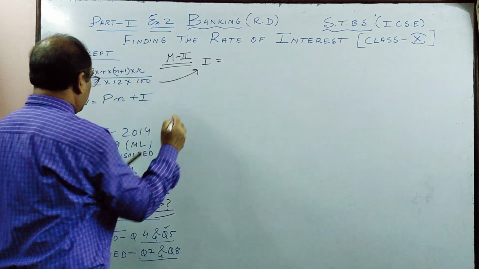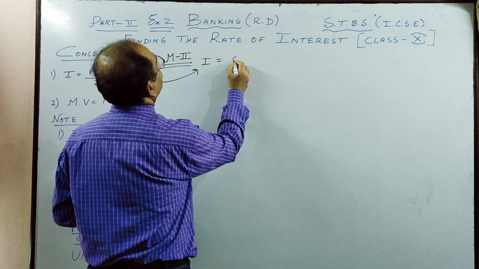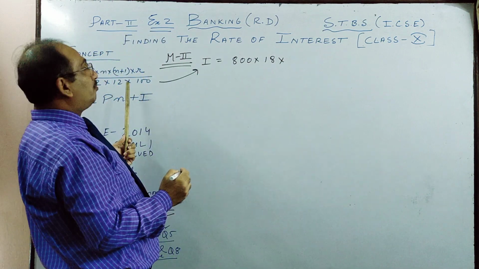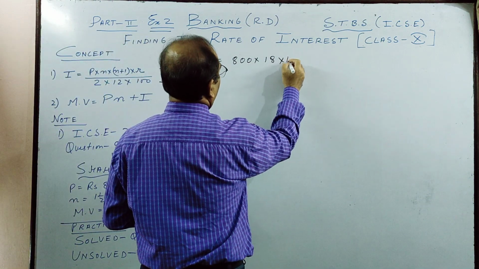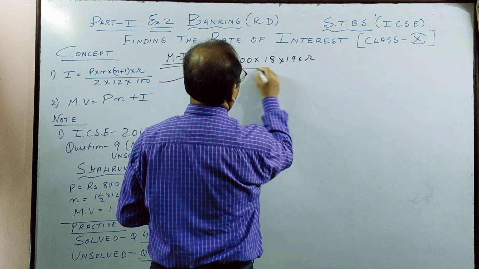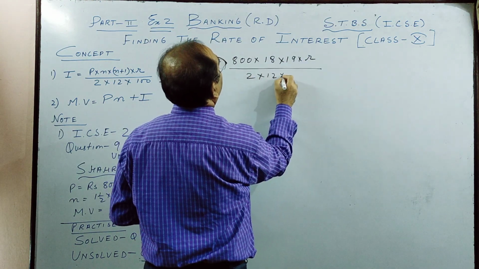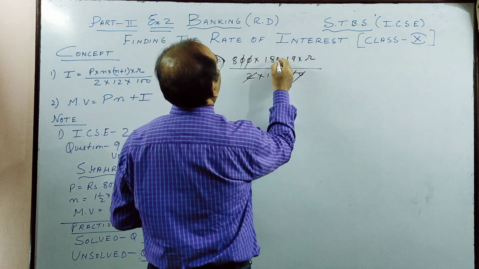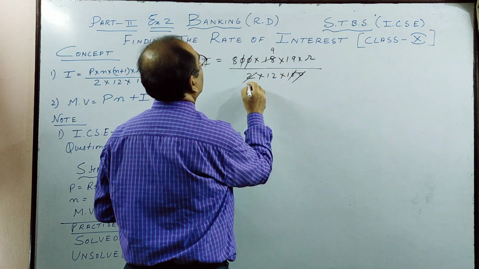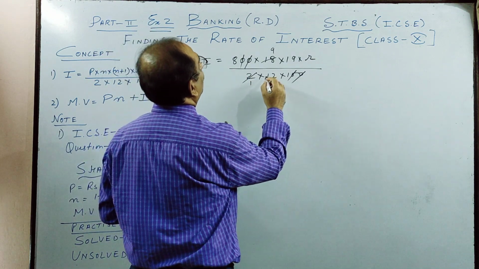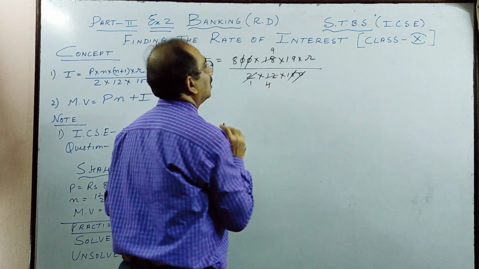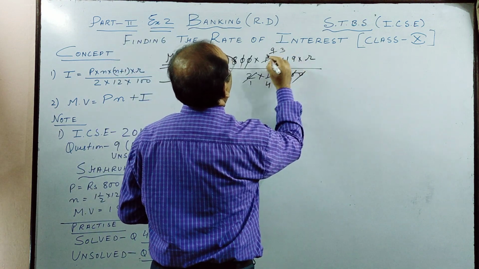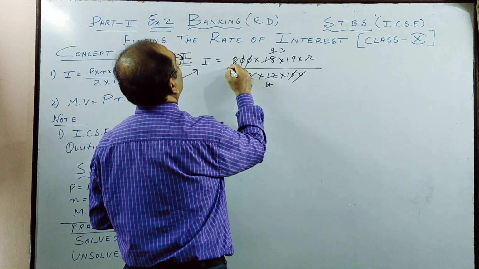So this formula directly. What is P? 800. Time is 18 months. 18 plus 1, 19 into R by 2 into 12 into 100. So let us cancel. 2 will go, 9 times 4. Okay, 3 4s are 12, 3 3s are 9, 4 2s are 8.